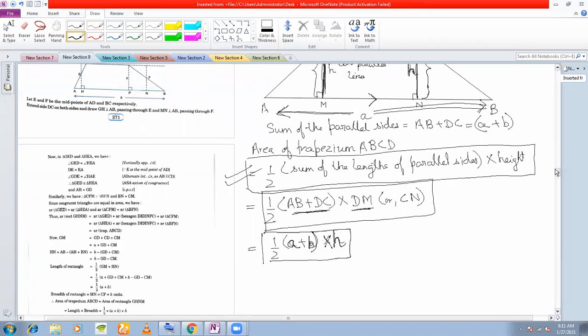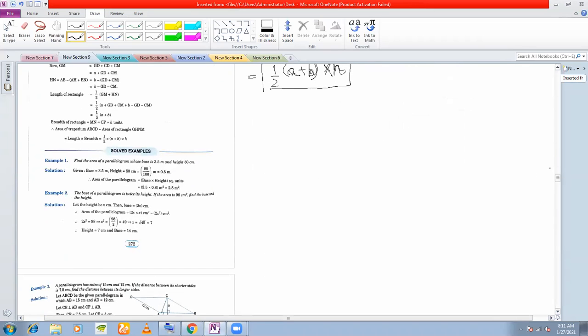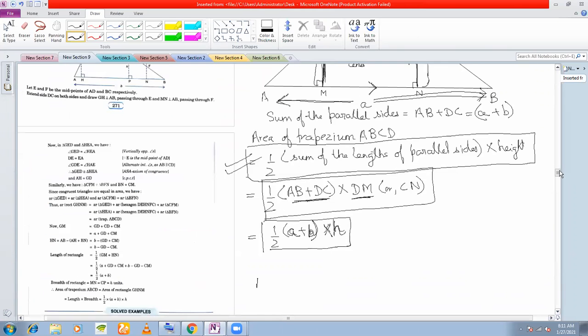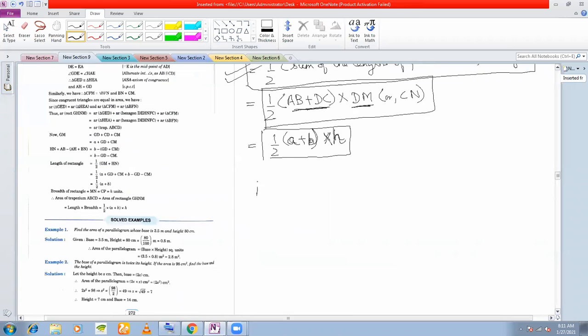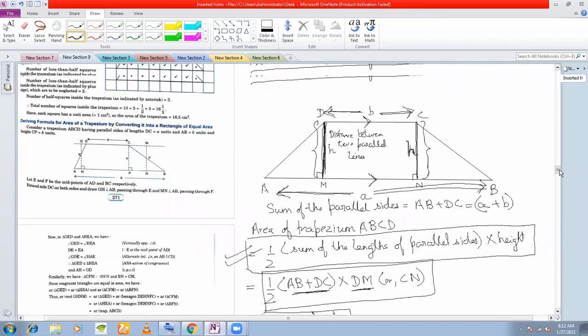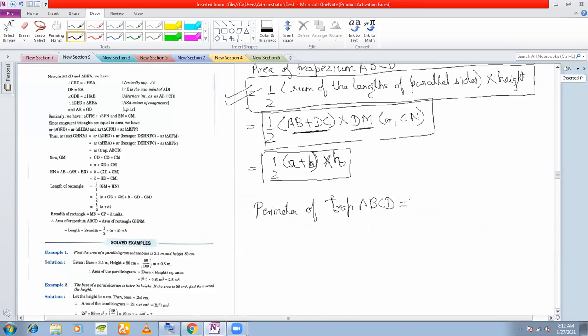So this completes your trapezium. Now we come to rhombus. On perimeter of trapezium, obviously, let me just mention perimeter of trapezium. Perimeter of trapezium ABCD. This is the short form of writing trapezium, you write TRAP. Perimeter of trapezium ABCD. What should be the perimeter of this trapezium? The length of the side AB. So you write, you have AB.